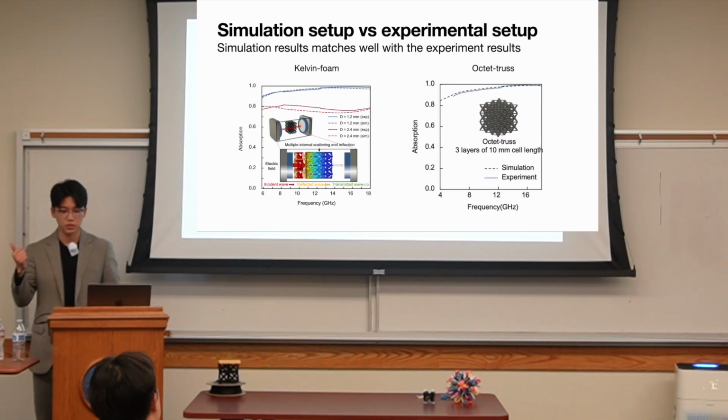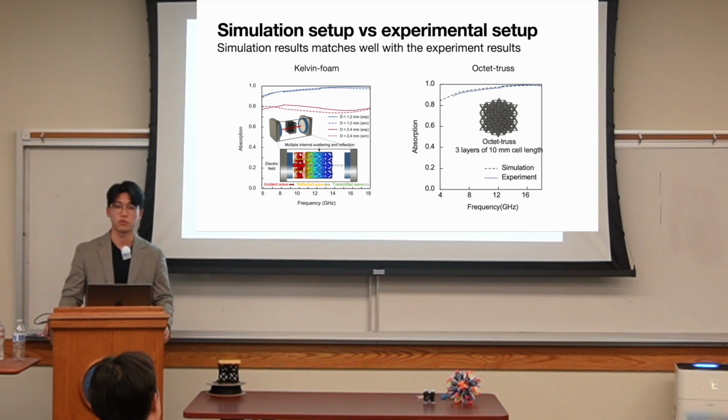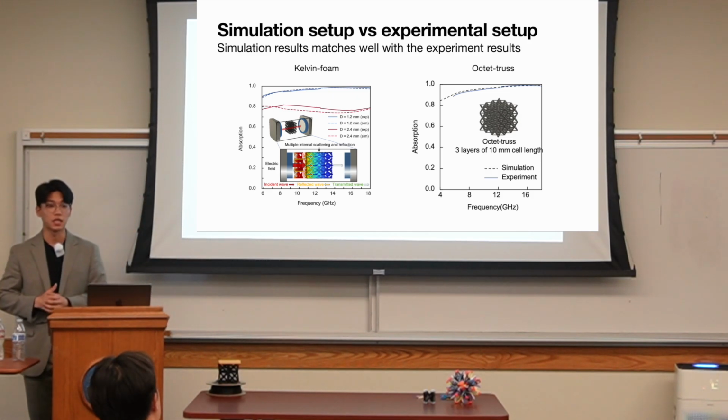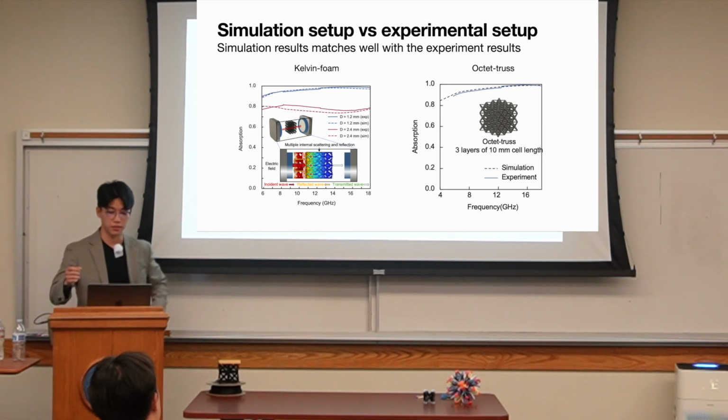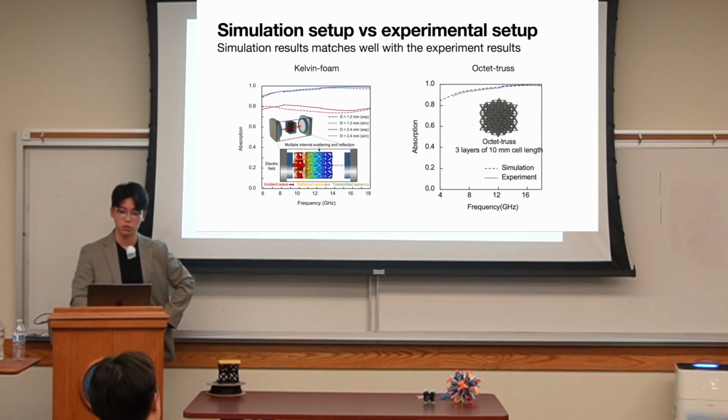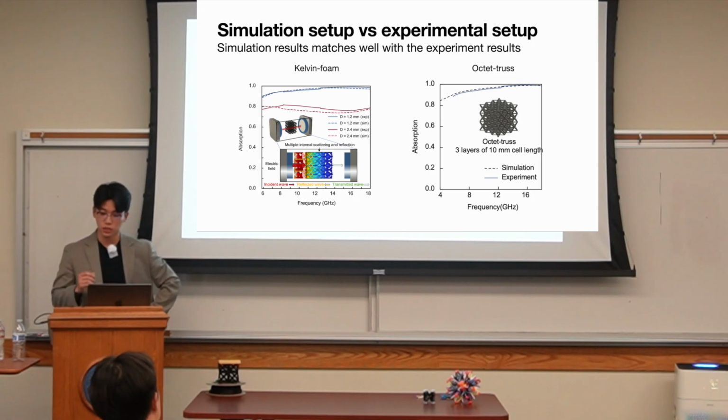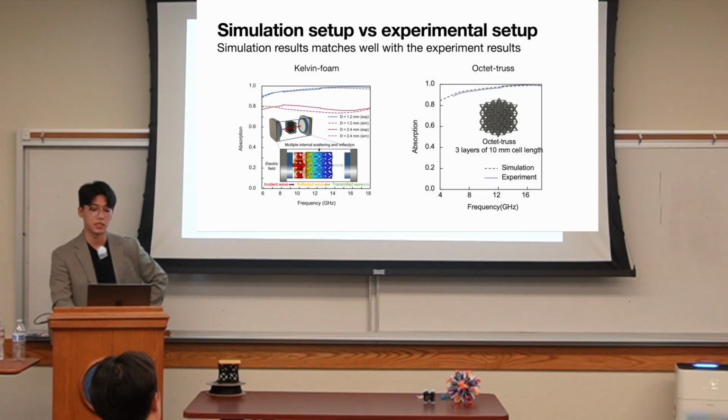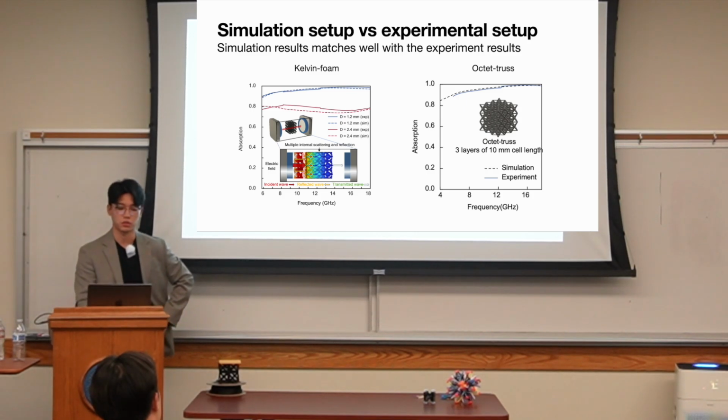And before we get into the design space exploration, we actually compared it with the previous result on how well the simulation can actually reproduce the experimental approach. And we realized that it actually matches pretty well, with less than 2 or 3% difference in absorption of different structures, such as Kelvin foam or octet truss.